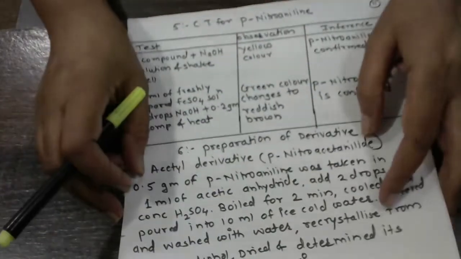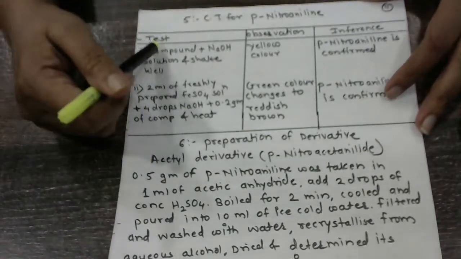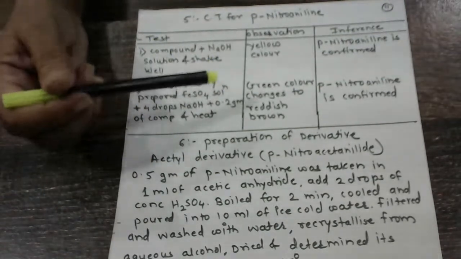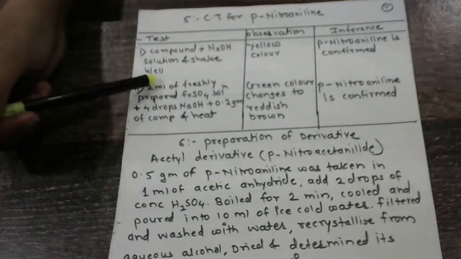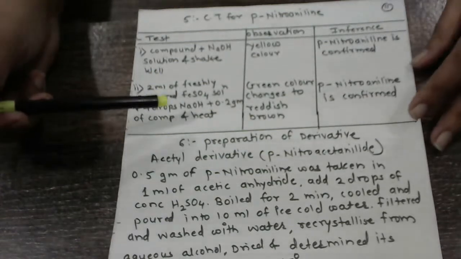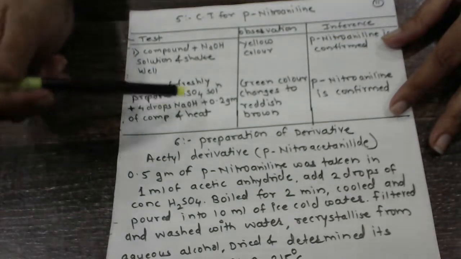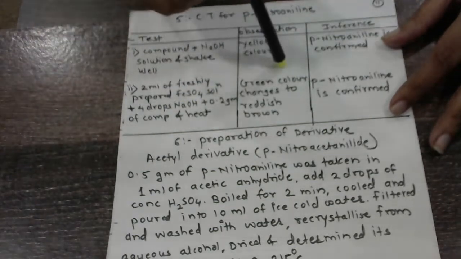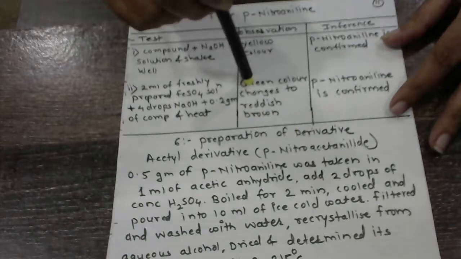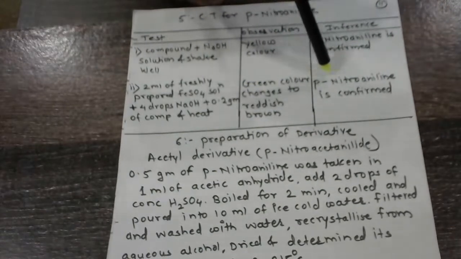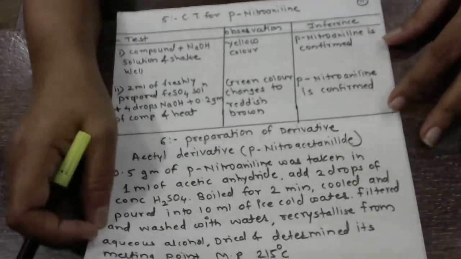Now the next step is further confirmatory tests for para-nitroaniline, where we take compound plus NaOH solution, shake well, we get yellow color, which confirms para-nitroaniline is present. Second, 2 ml of freshly prepared FeSO4 solution, then add 4 drops of NaOH, 0.2 gram of our compound and heat. We obtain first a green color, which changes after heating to reddish brown, which gives the inference that para-nitroaniline is confirmed. So these two are the confirmatory tests for para-nitroaniline.